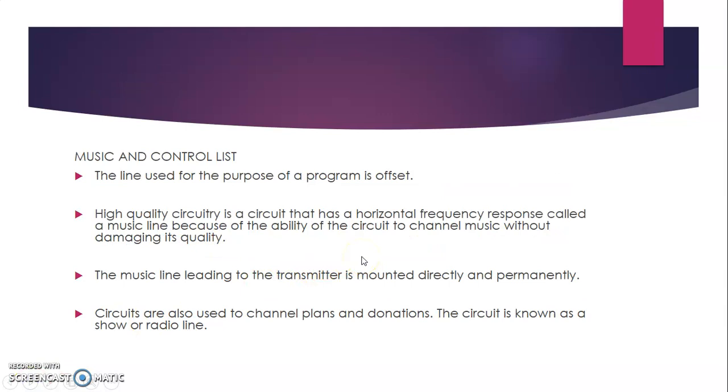Music and control lines. The line used for the purpose of the program is offset. Higher quality circuitry is a circuit that has a horizontal frequency response for music, because it has the ability to carry the music channel without damaging its quality. The music line leading to the transmitter is mounted directly and permanently. The circuits are also used to channel plans and donations, and the circuit is also known as a show or radio line.